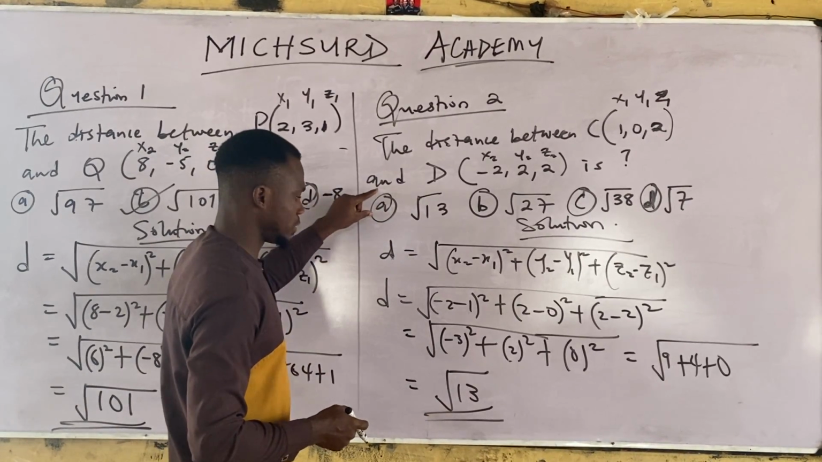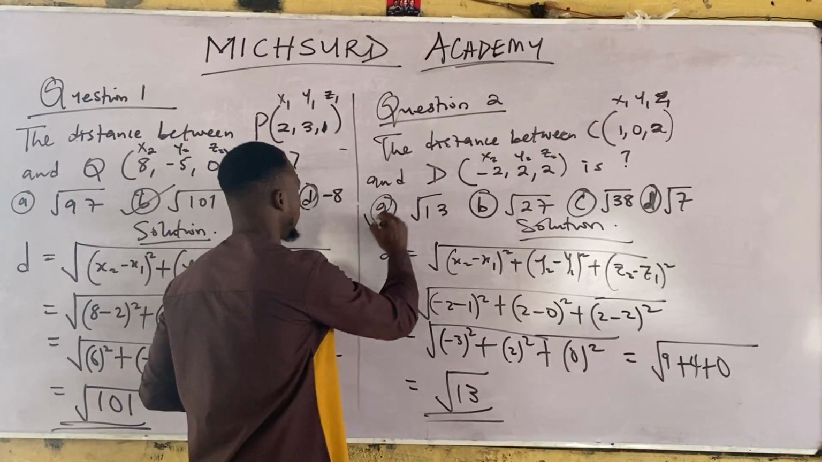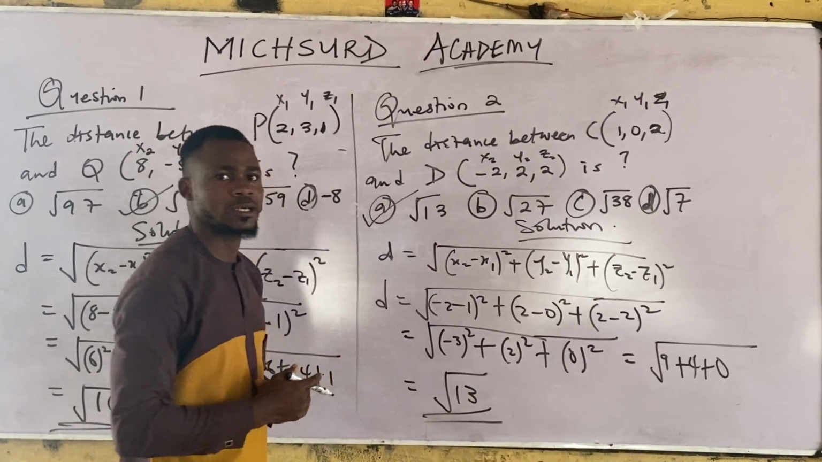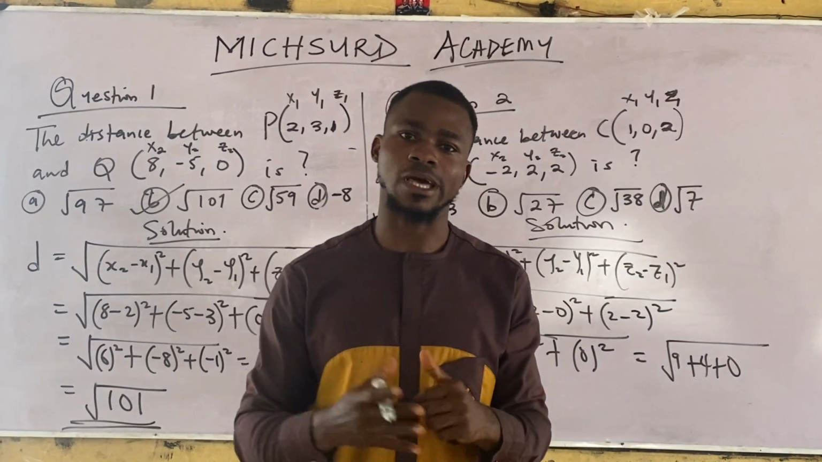So let's see which of them is the correct answer. So option A is the correct answer. So this is how you solve problems on distance with three-dimensional points.